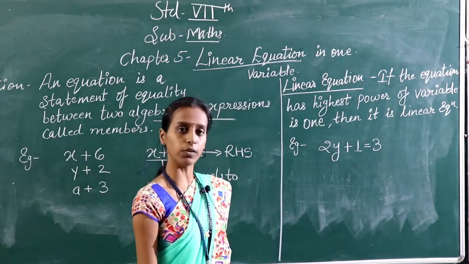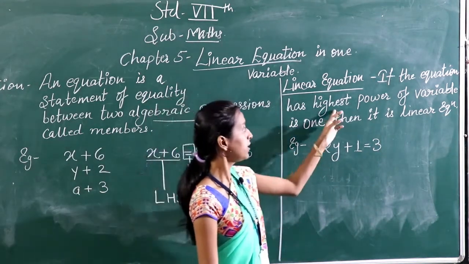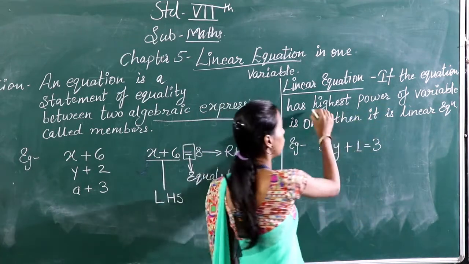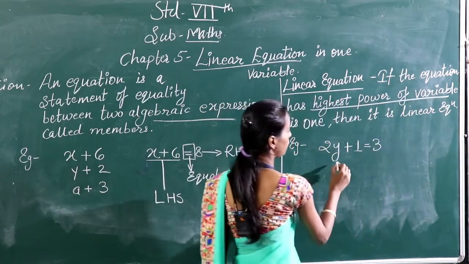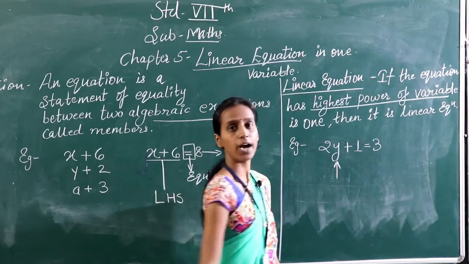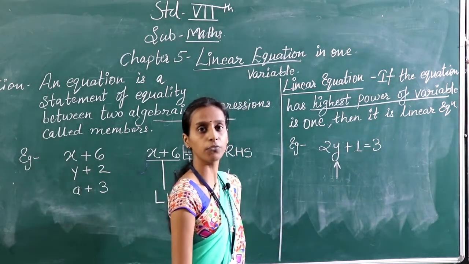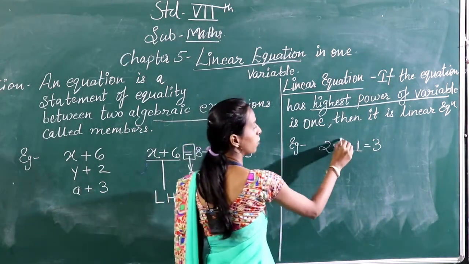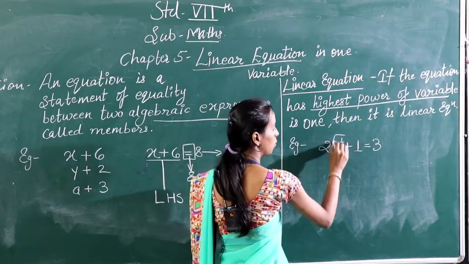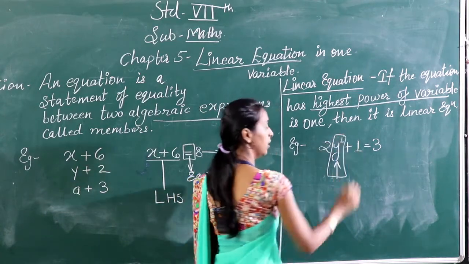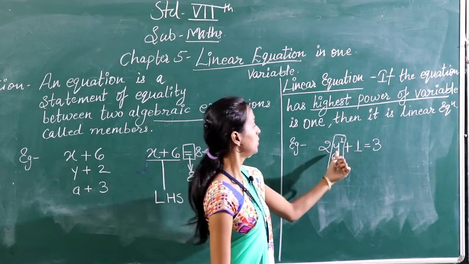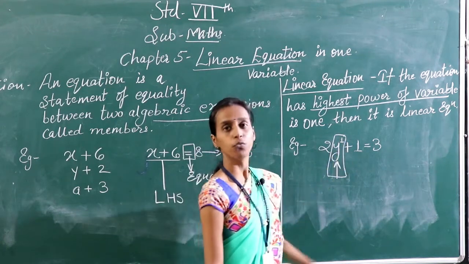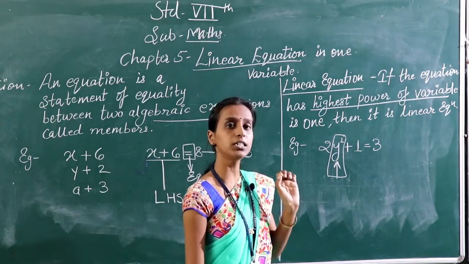This is an equation, and here what is the highest power of the variable? What is the variable here? Here the variable is y. And what is the highest power of the variable? The highest power of the variable is 1. We always write the power on the upper side, so the power of y is 1 here, that is the highest power.